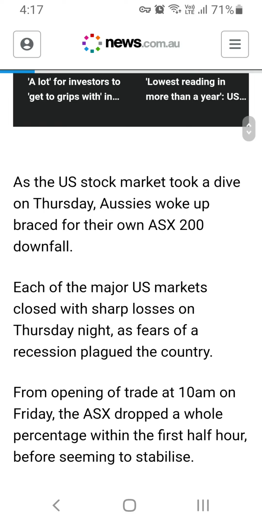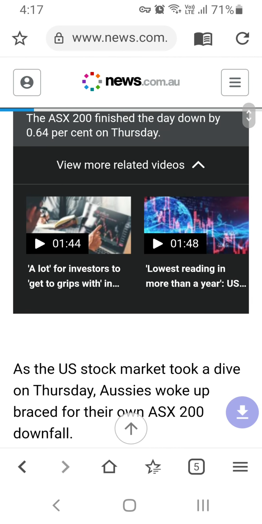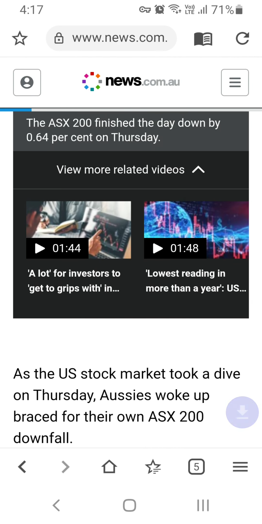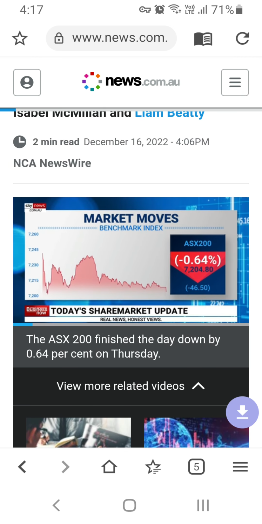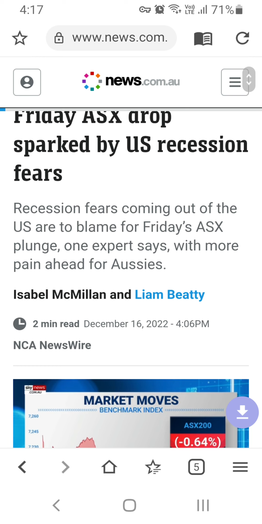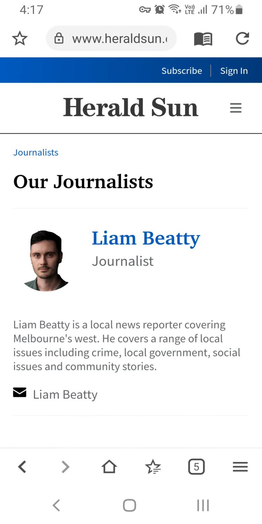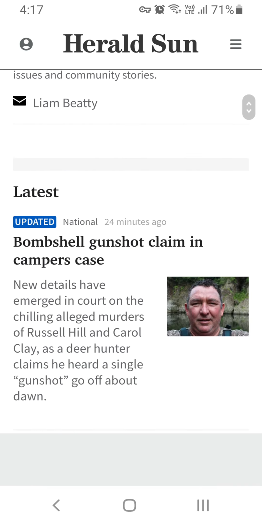And the ASX has suffered losses today. The benchmark, you can see there, down about 0.6% here at the close. It follows losses on Wall Street overnight.